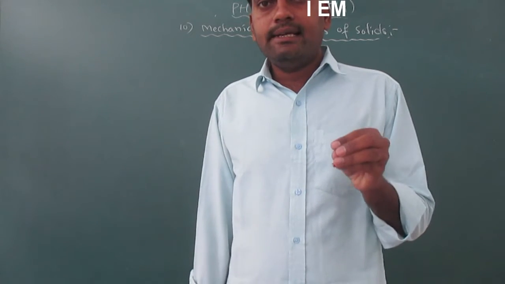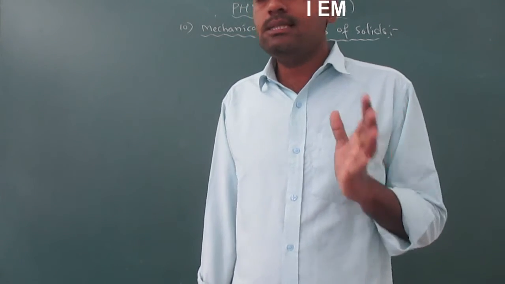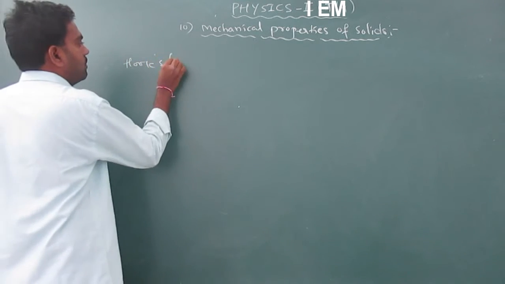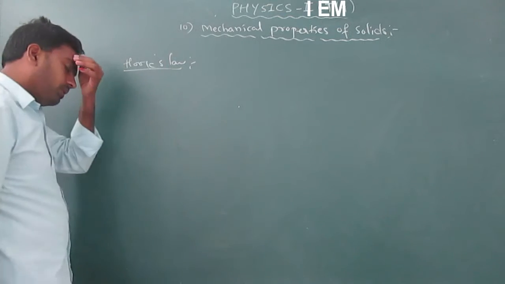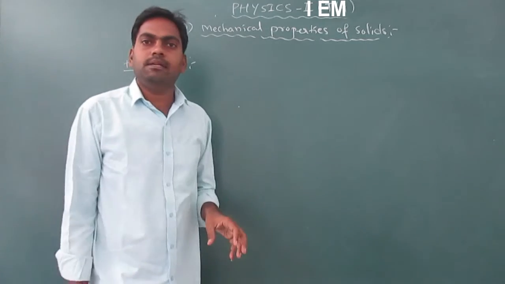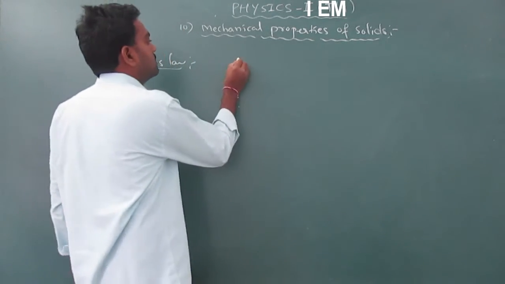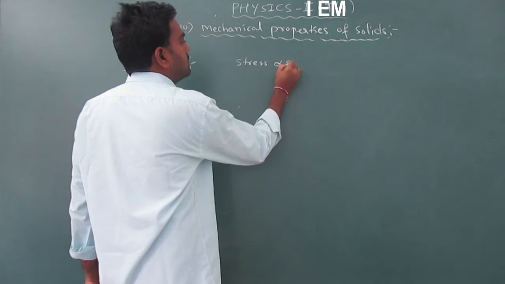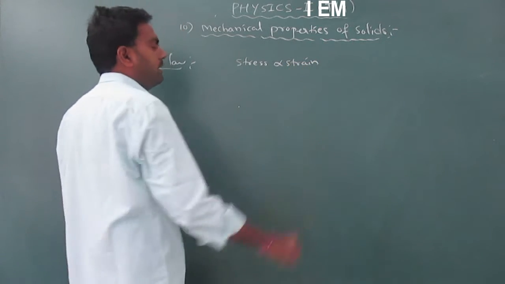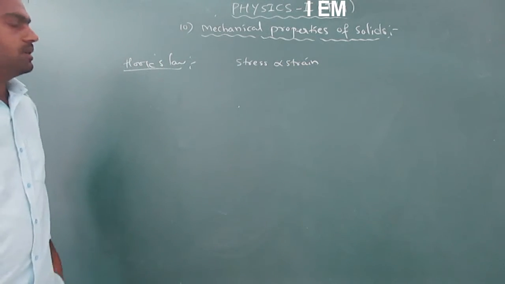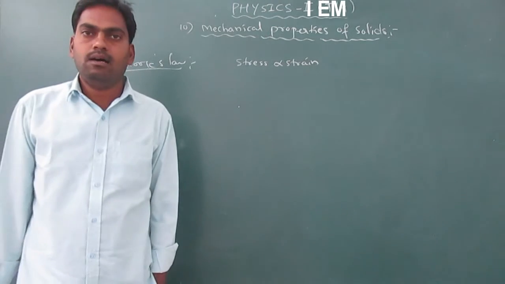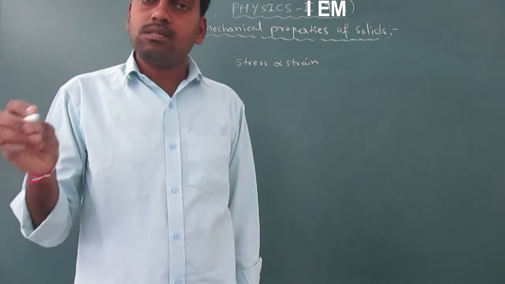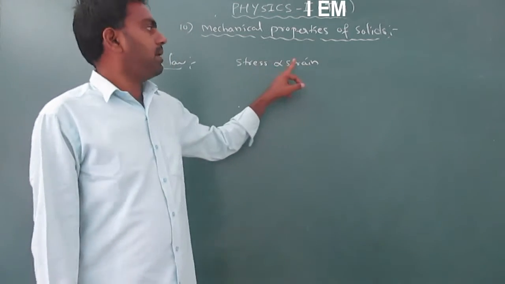Okay, so today we discuss another topic. What is Hooke's law? Hooke's law means, within the elastic limit, the stress is directly proportional to strain. The stress is directly proportional to strain, and that is called Hooke's law. So within the elastic limit, the stress is directly proportional to strain.